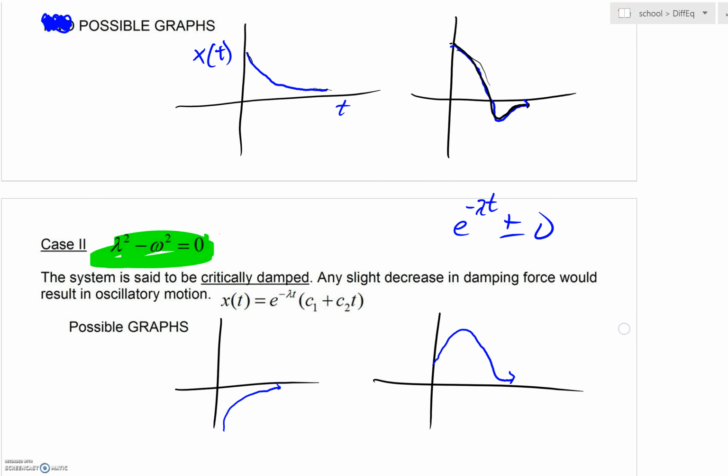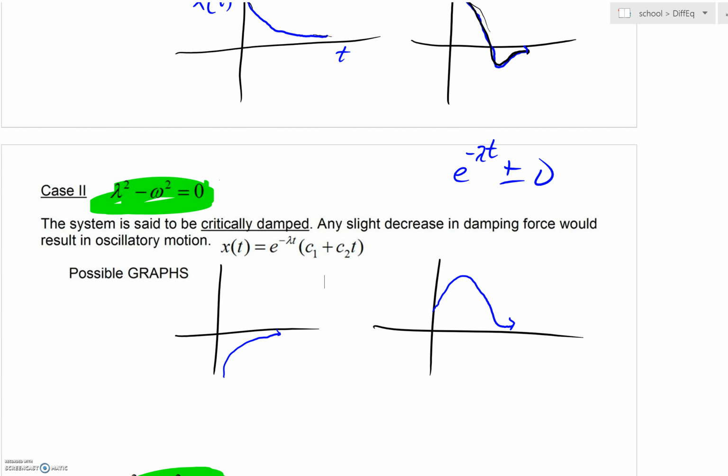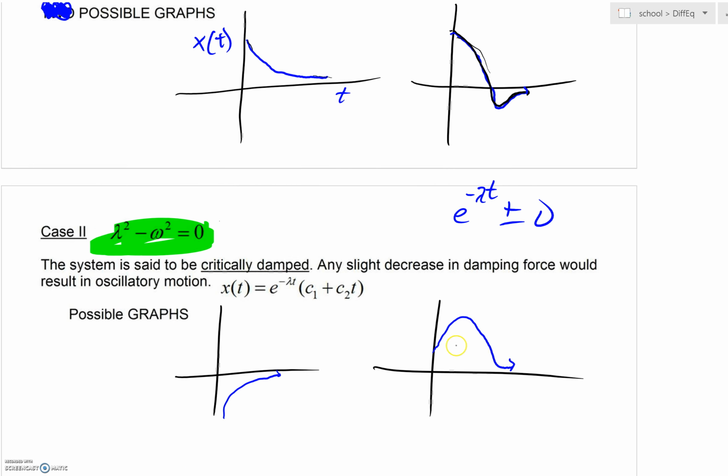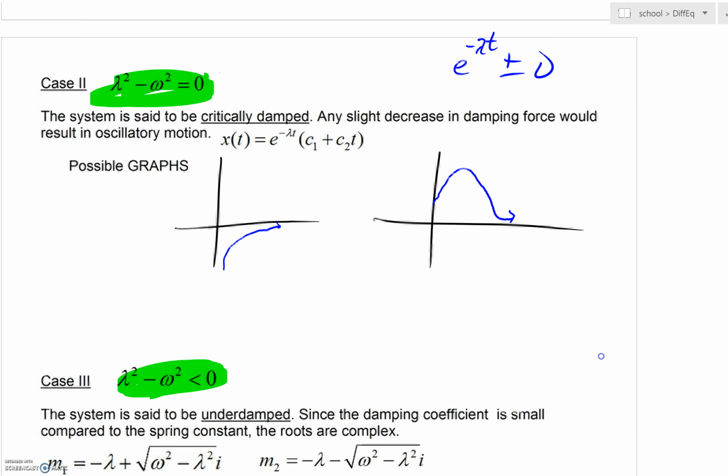This is what we call critically damped. Critically damped means any slight decrease in the damping force would result in oscillatory motion. So we're so close to being able to bounce back and forth. What could that look like? Well, you could see something that would look more so like these two pictures. Critically damped, you're definitely damped, but just the slightest change is going to result in bouncing back and forth.